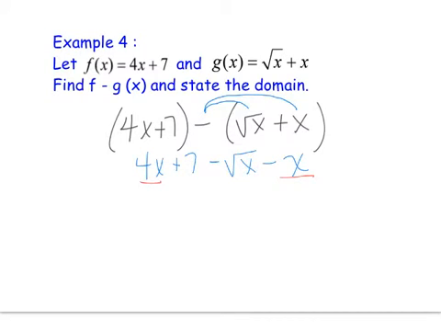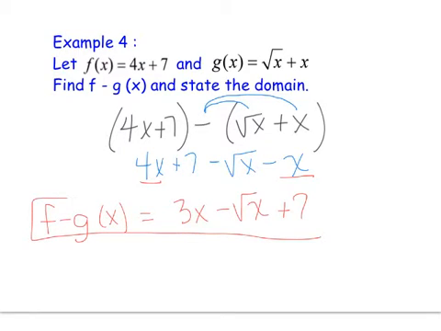4x and negative 1x combine to be 3x. I'm going to put minus the square root of x next, and I'm going to put the plus 7 at the end. So f minus g of x is equal to 3x minus the square root of x plus 7.